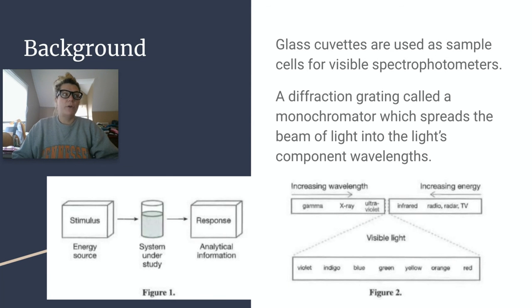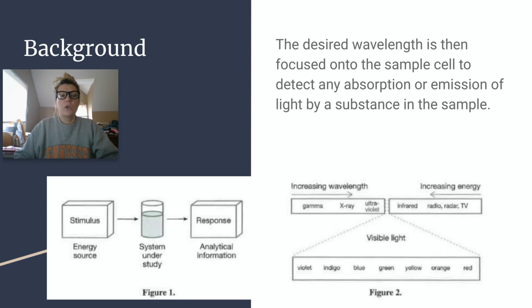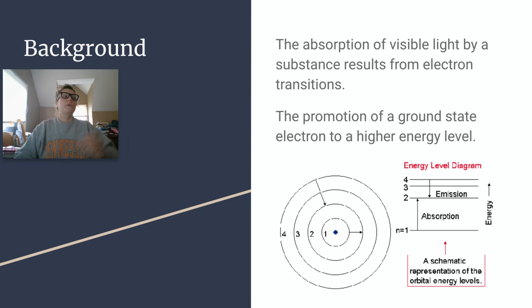It also uses a diffraction grating called a monochromator, which spreads the beam of light into the light's component wavelengths. Ultimately, this means the desired wavelength is then focused onto the sample cell, so this guy, to detect any absorption or emission of light by a substance in the sample. So we're going to look at that specific wavelength for that sample so we can get a really nice transmittance or absorbance. Okay, so let's talk about that.